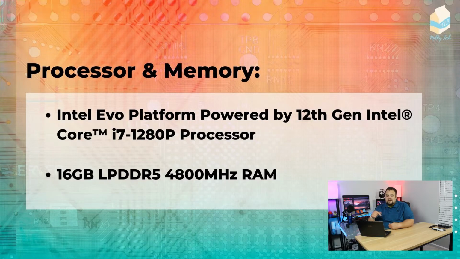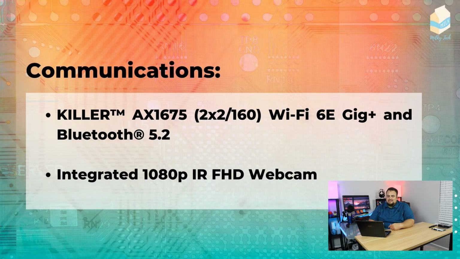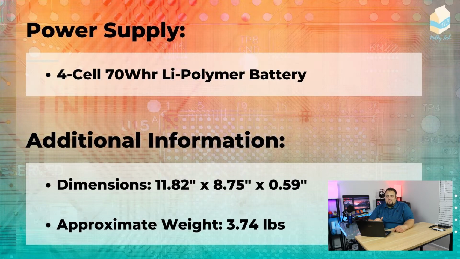All right, so let's look at the specs of this laptop. This laptop has a 12th gen i7-1280P Evo processor. It has 16 gigs of DDR5 running at 4800 megahertz, a 1 terabyte NVMe SSD, Windows 11 Home, a Killer AX1675, which is the 6E variant, and a 13.4-inch touchscreen full HD IPS display running at 120 hertz. It's full HD plus, which is 1920 by 1200, a 16 by 10 aspect ratio. The graphics is the Intel Iris Xe, and you have a 4-cell 71-watt-hour lithium polymer battery.